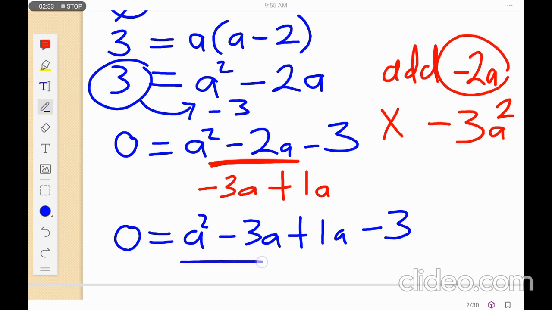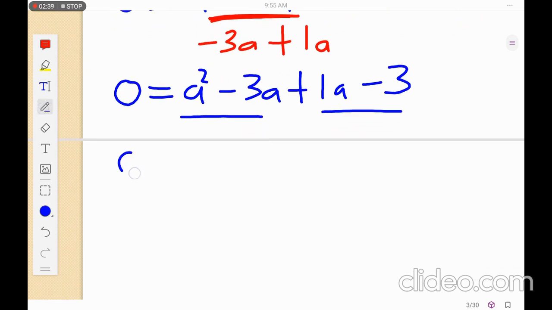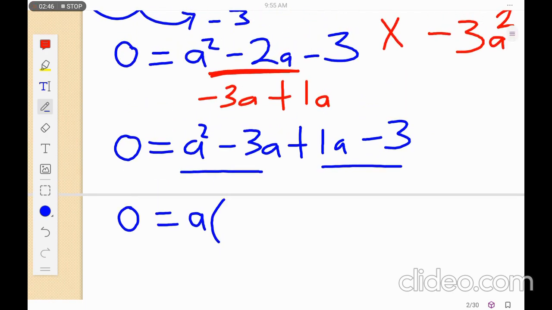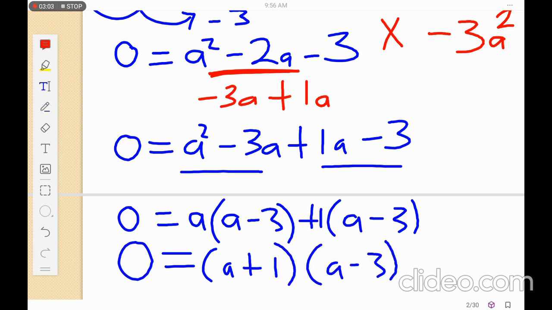Now I've formed 2 pairs, and we can factorize these 2 pairs. For the first one, I can take out a common factor of a and remain with a minus 3. Then for the second one, I can take plus 1 and remain with a minus 3. So I have factors of a plus 1 and a minus 3. These are all equal to 0.